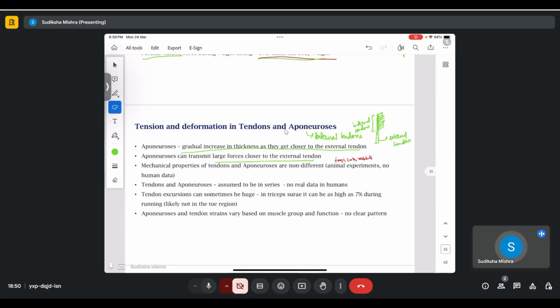However, there are no differences in the mechanical properties, as observed in various animal experiments. There is no human data because of ethical reasons. However, between the internal and external tendons, the mechanical properties are almost the same. One more assumption is that tendons and aponeurosis are both in series. However, there is no real human data. This is an assumption because of how they are structured.